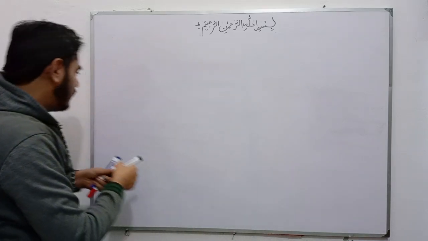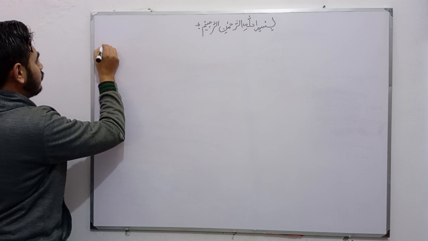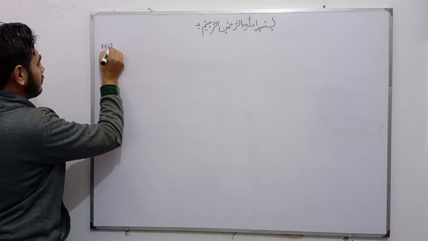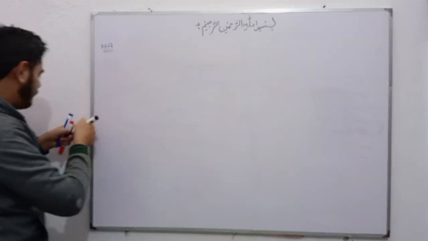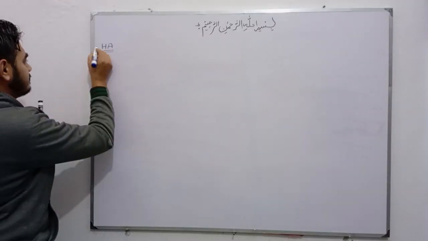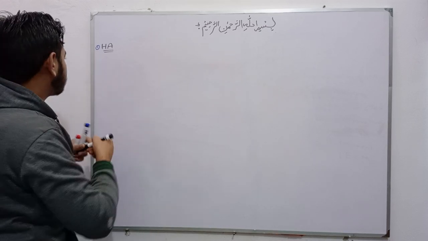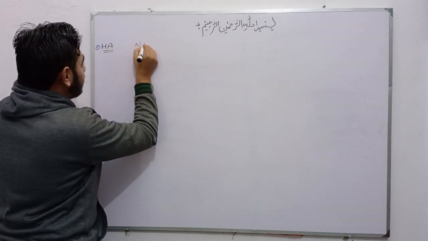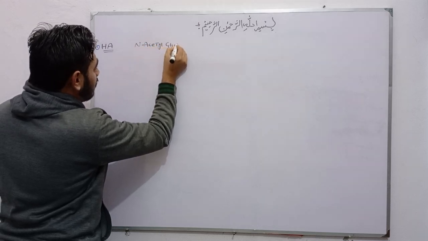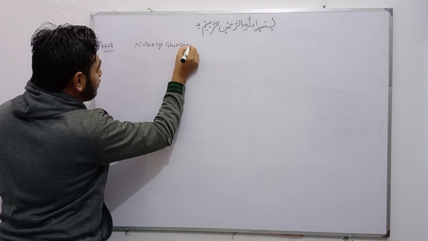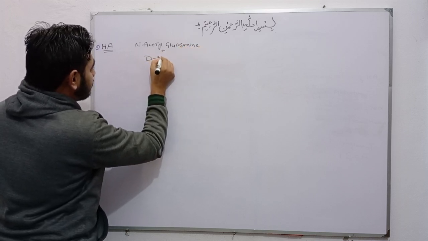So first of all, hyaluronic acid. This hyaluronic acid is made up of N-acetylglucosamine and D-glucuronic acid.